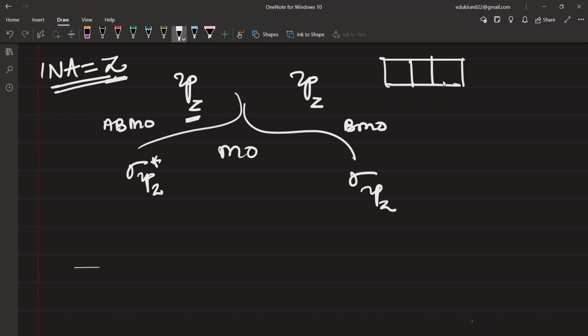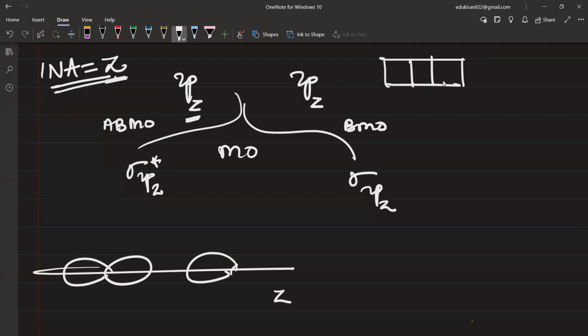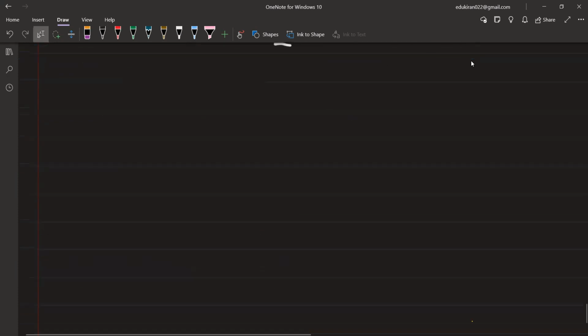Because see, let's suppose this is my z axis. If this is your z axis, we can say, you can take x also, y also, z also. We have taken the z axis. If this is my z axis, then the 2pz will be like this, right? Yes or no? The lobes are on the internuclear axis. The nuclei and the lobes, all of them are on the axis and they are mixing with each other. So there is head-on overlap, and that is why it is sigma. Can all of you see this? Yes or no? Please tell me, guys. Yes, sir.